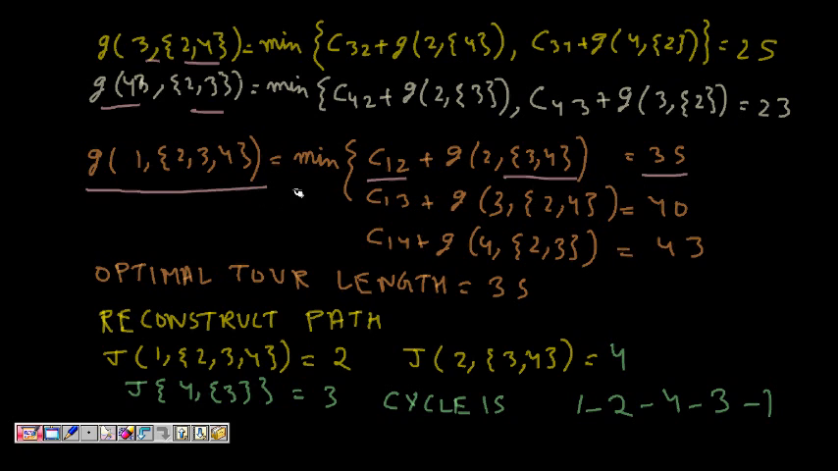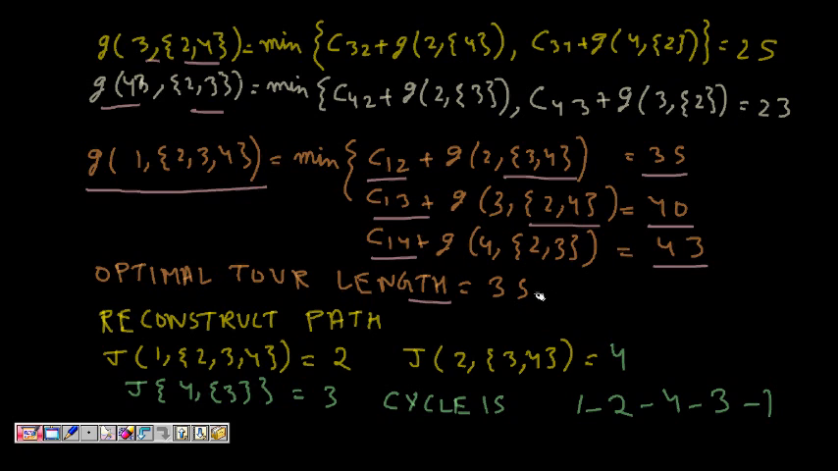The other way is I go from node 1 to node 3 and then from node 3 to node 1 with node 2 and node 4 in the path, which comes out to be 40. And the last option is I go from node 1 to node 4 and then from node 4 to finally node 1, but with 2 and 3 as the intermediate nodes. Okay, so this is now calculated, and we find that the optimal tour length is 35.